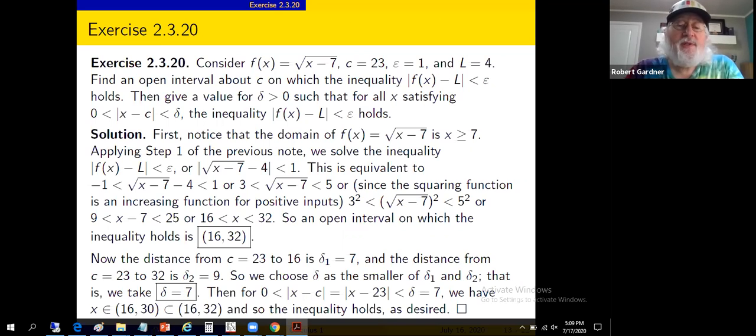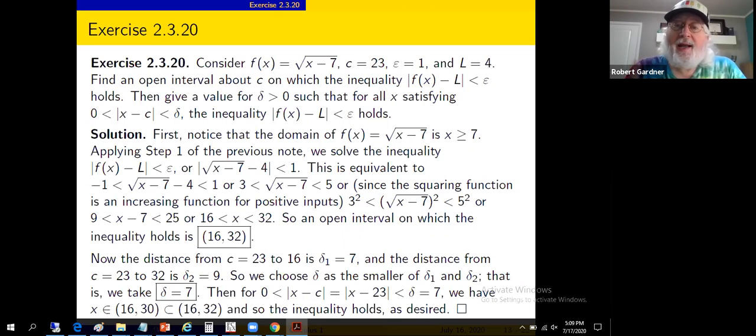That produces then the interval. We'll go 7 units from 23, back to 16, and over to 23 plus 7, over to 30. Well, that's a subset of the interval 16 to 32. On the interval 16 to 32, the inequality that we want holds. This is a subset of that, so this inequality holds. So the algebra's already been checked above. This is the same thing we did in the picture in the previous one.